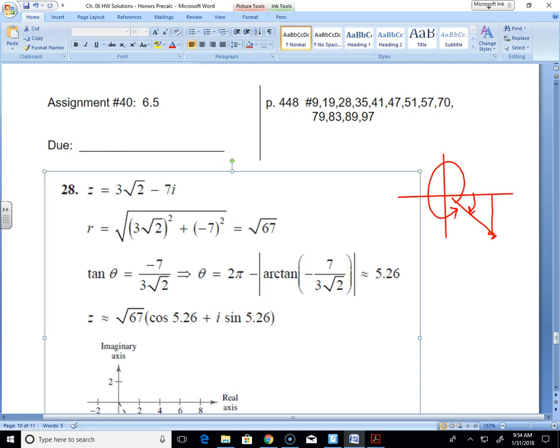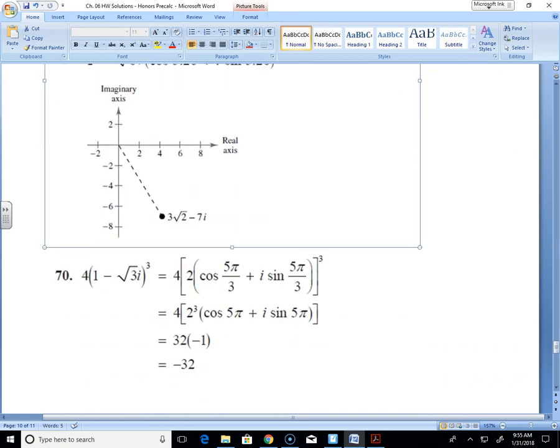1, 2, 3, 4, 5. Struggle. Tomorrow's a test and we have 5 people that did not even touch this homework. That's awkward. Alright. Then if you were to graph, you have it in the fourth quadrant. Number 70.